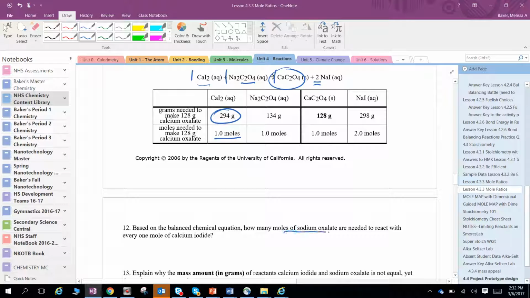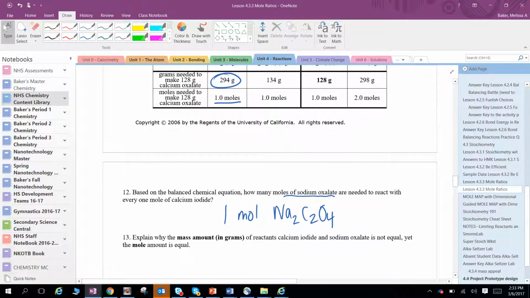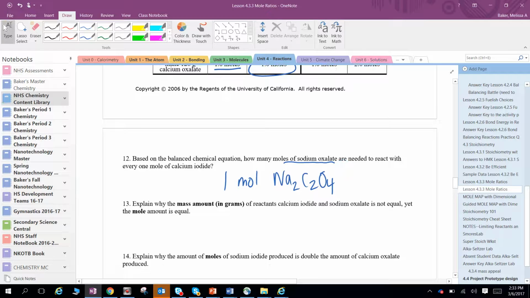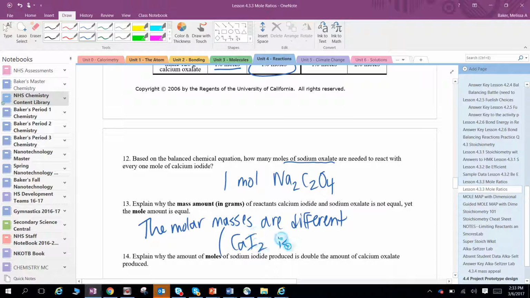Number 12, how many moles of sodium oxalate are needed to react with every 1 mole of calcium iodide? Well, if you just look at the numbers out front, it's a 1-to-1 ratio. So the answer would be 1 mole of sodium oxalate. Explain why the mass of these reactants are not equal. So it's 1 mole of each of these, and look, the calcium iodide is 294 grams, and the 1 mole of sodium oxalate only weighs 134 grams. So this is because the molar masses are different. And that's because calcium iodide is bigger.